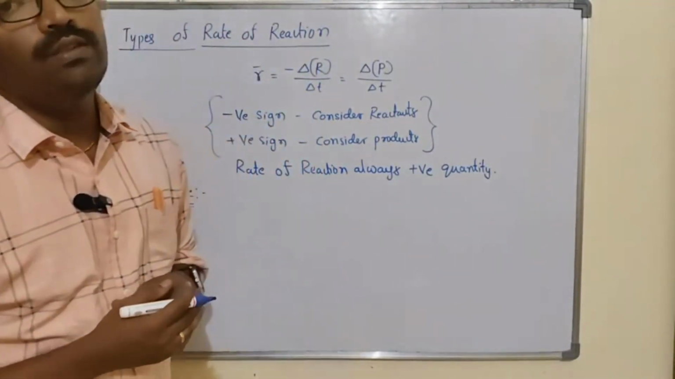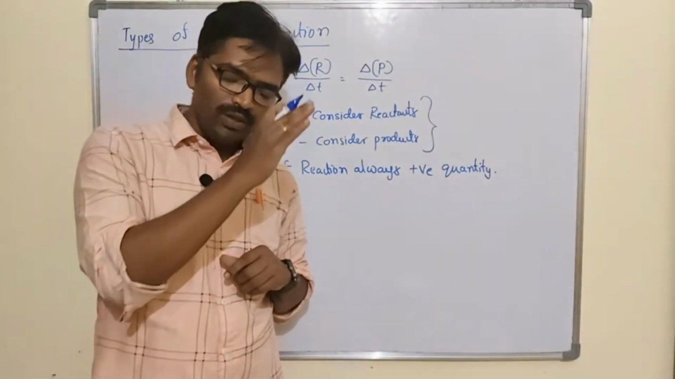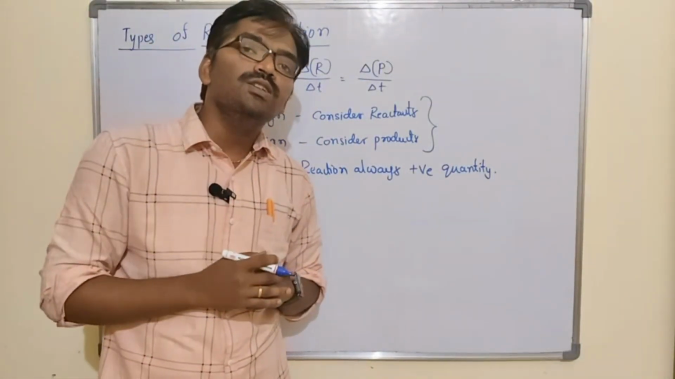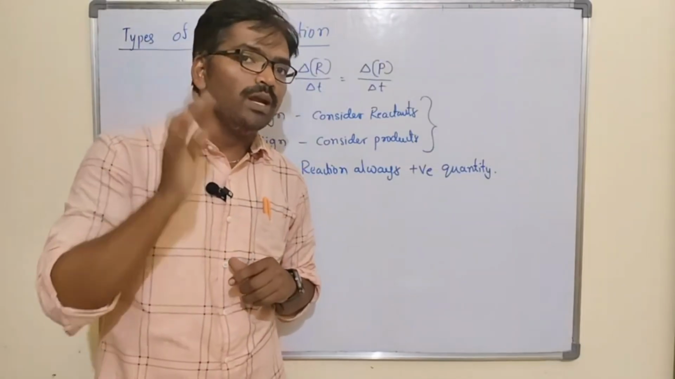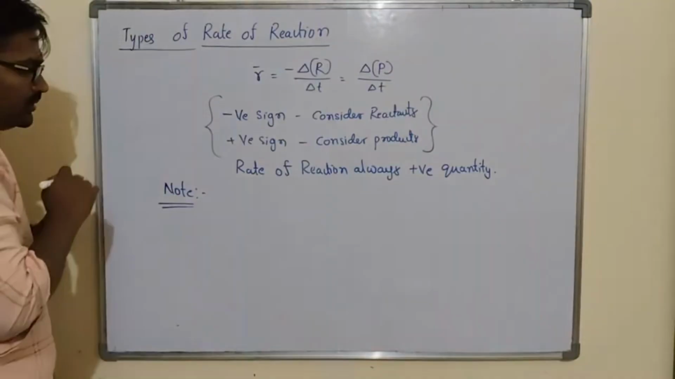For other order reactions, if you take, the decreasing concentration of reactant or increasing concentration of products is in an exponential manner. So these two observations you have to observe.